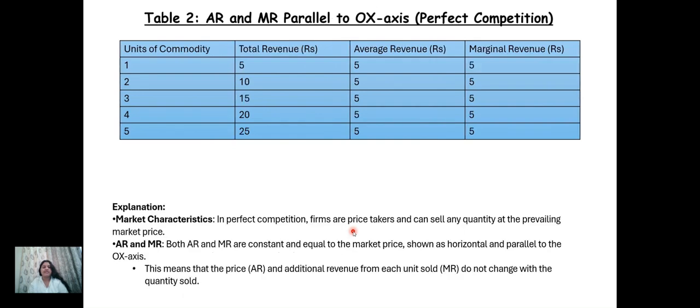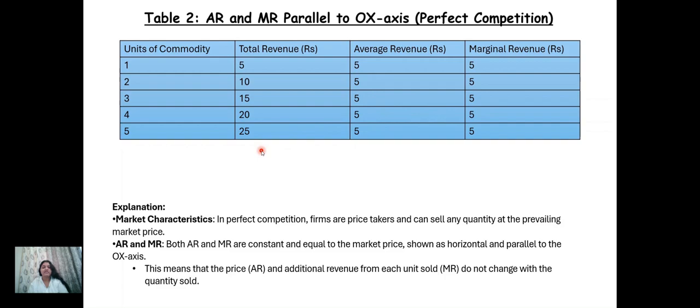Next is another table which expresses average and marginal revenue parallel to the x-axis. You can see the horizontal line is the x-axis and the vertical line is the y-axis, and this is perfect competition, the price and demand relationship. What this table expresses is that when AR and MR are constant, the quantities are the same, rupees 5, and so on, and the same with the marginal revenue. The change in total revenue is that the rupees are increasing.